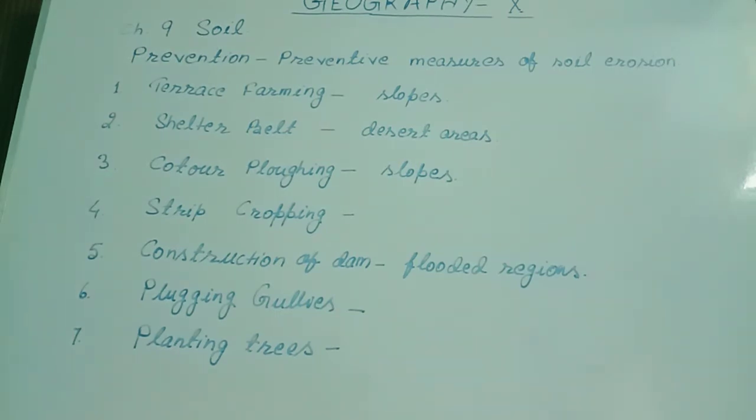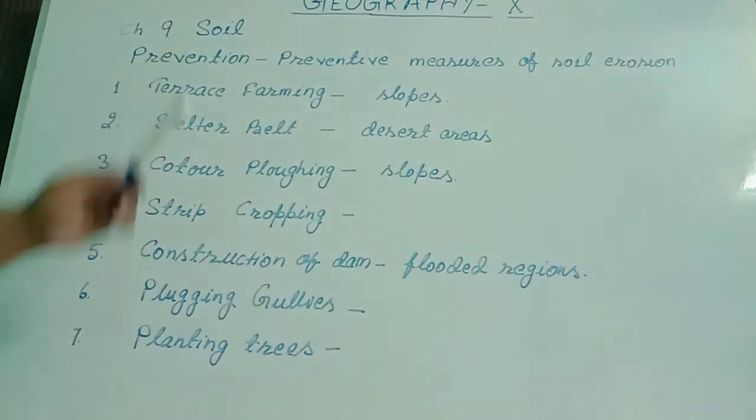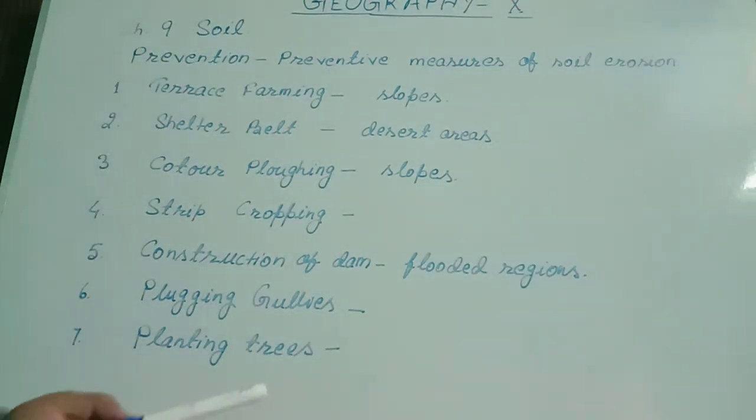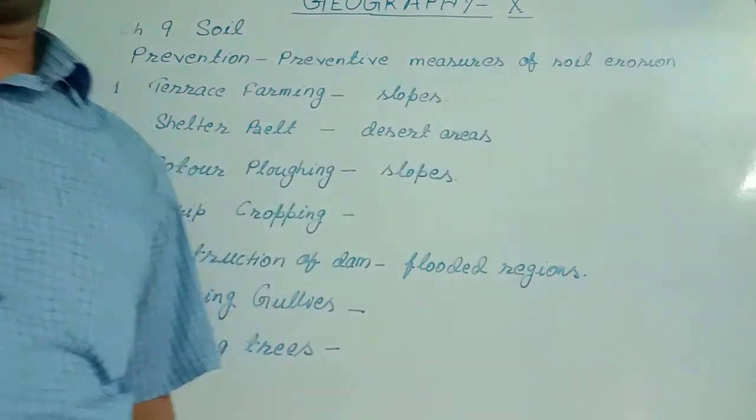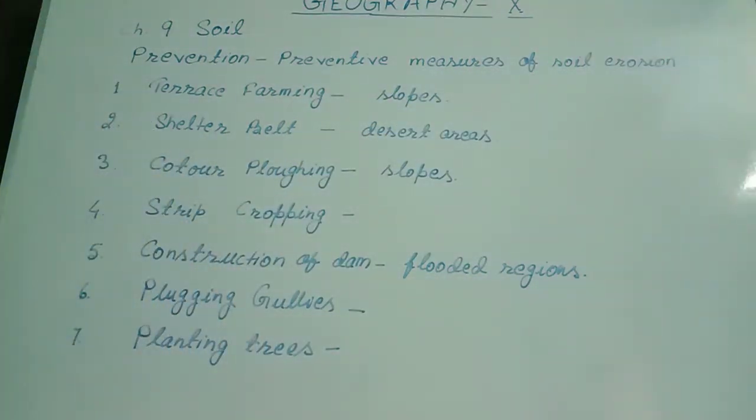We are discussing chapter 9, soil. Today the topic of our discussion is prevention, means the preventive measures of soil erosion. How should soil erosion be checked?